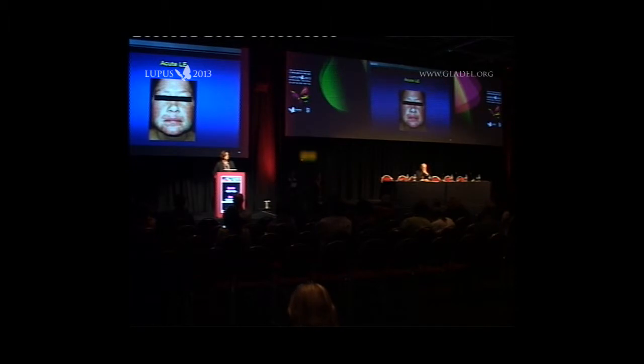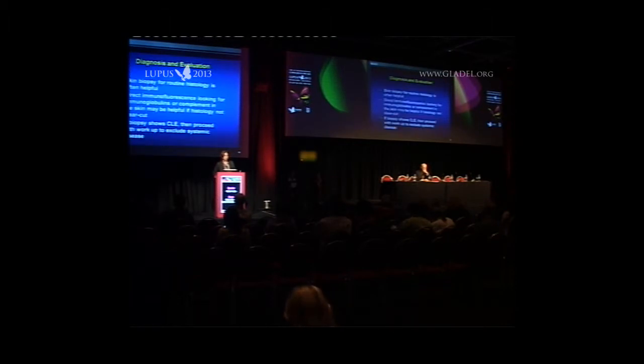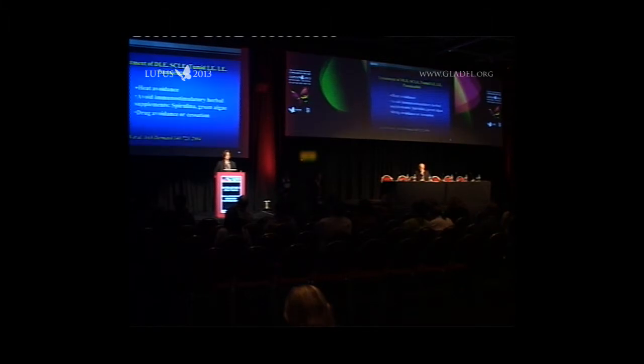But if one is dealing only with the skin, we're going to discuss an overview about how to approach these patients. A skin biopsy for routine histology is often helpful. We do not usually or routinely do a lupus band test, which is non-lesional, non-sun exposed skin, but instead when there's a question about the diagnosis from routine pathology, we will do a direct immunofluorescence looking for immunoglobulins or complement in the skin. If the biopsy shows cutaneous lupus, then we proceed with the workup to exclude systemic disease.